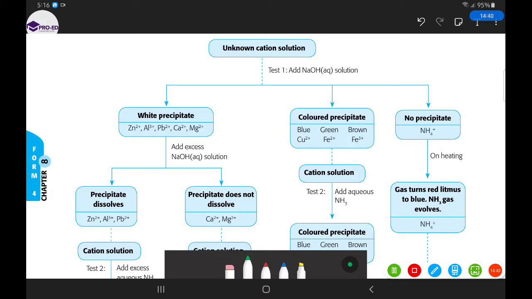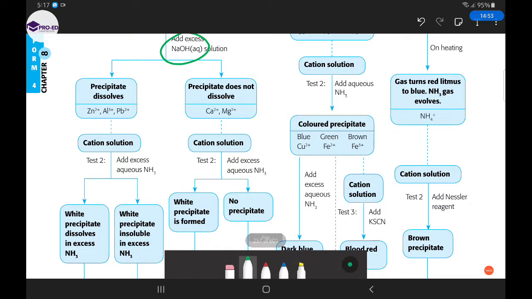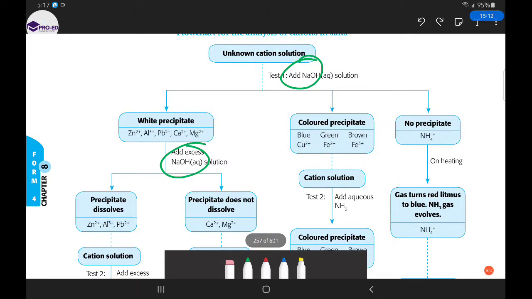So what are you going to do? I told you there's 2 things we're going to use. You're going to use sodium hydroxide, which will give hydroxide ions. Then you will add the same sodium hydroxide in excess, right? And we will also use ammonia solution, and then excess ammonia solution, right? So that's it, at the beginning, to do the initial narrowing down, we will use sodium hydroxide and aqueous ammonia, which is what we have learned so far. Okay, so let's see what we're going to do here.